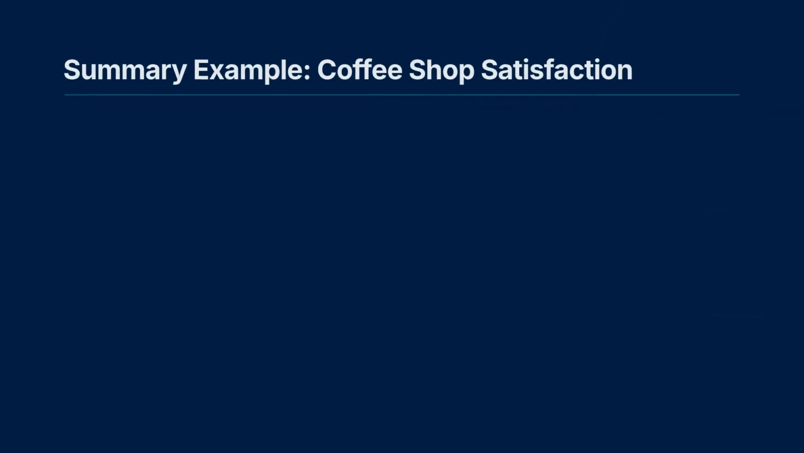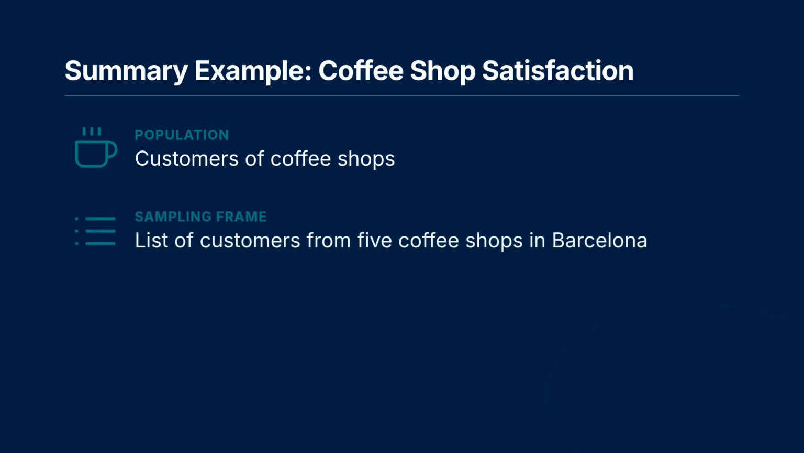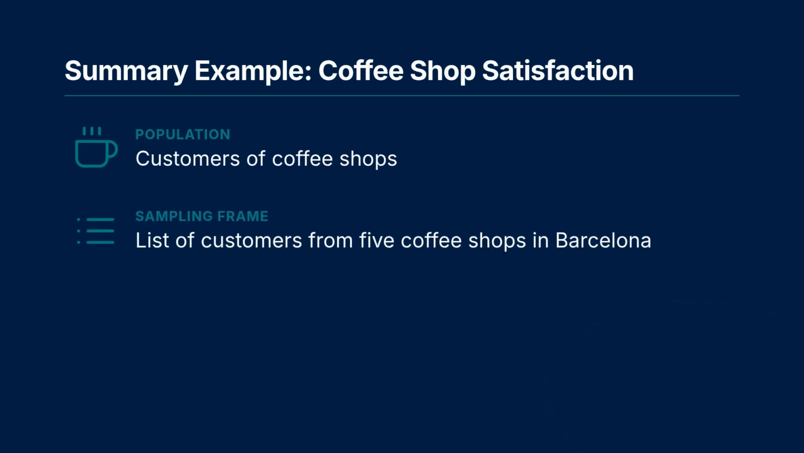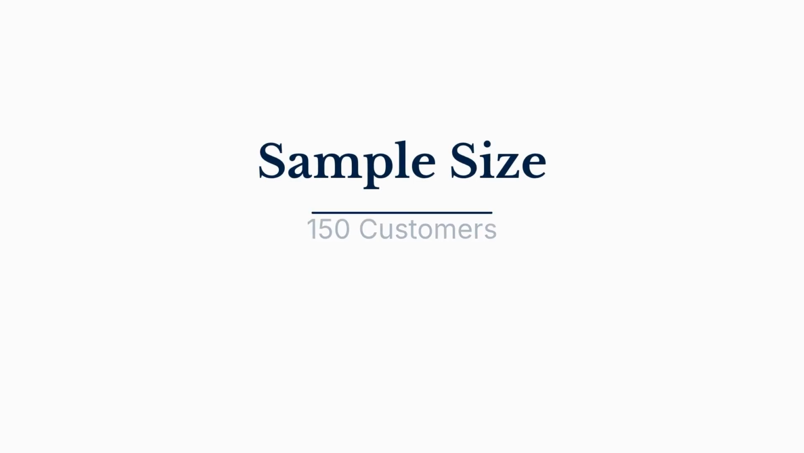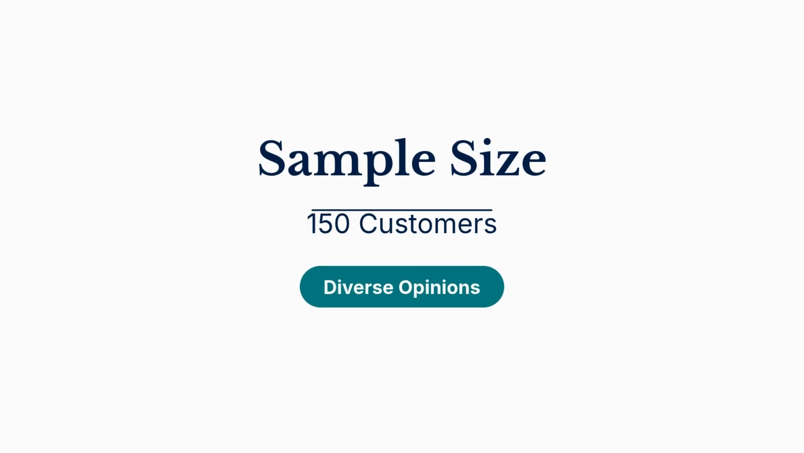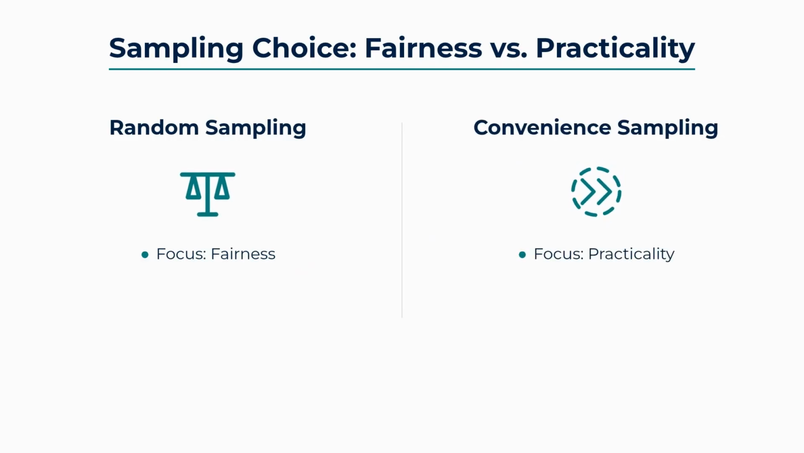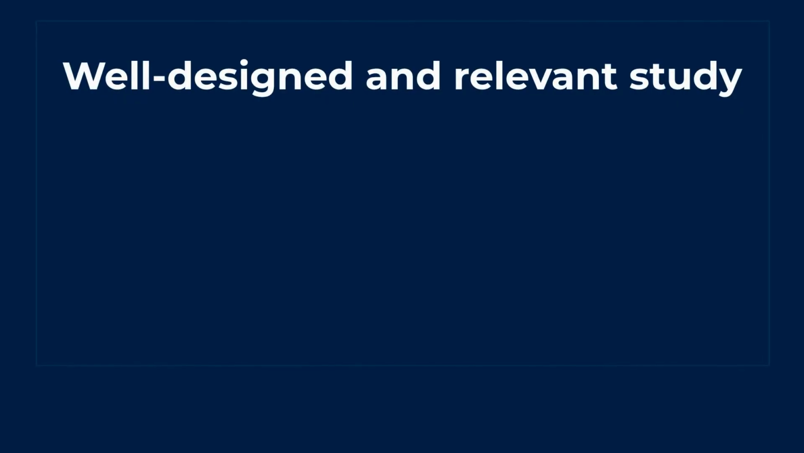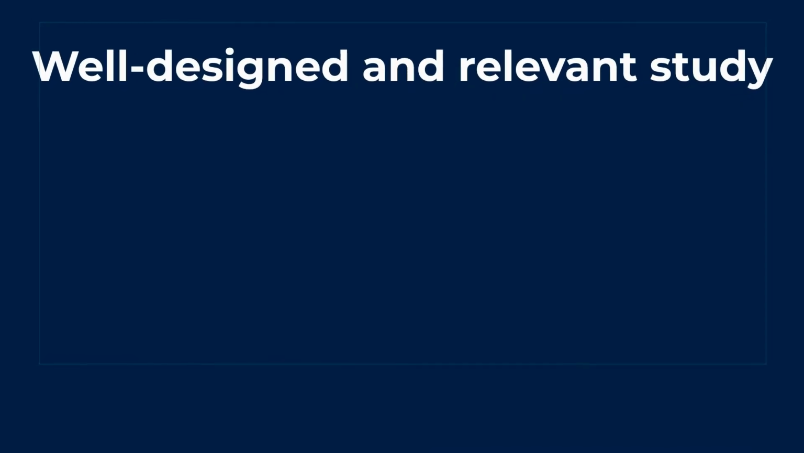For example, if your thesis is about customer satisfaction in coffee shops, your population might be customers of coffee shops. Your sampling frame could be a list of customers from 5 popular coffee shops in Barcelona, and your sample size might be 150 customers surveyed to represent diverse opinions. Depending on your goals, you might use random sampling for fairness or convenience sampling for practicality. By clearly defining these elements and choosing an appropriate sampling technique, you ensure your study is well designed and relevant to your research objectives.